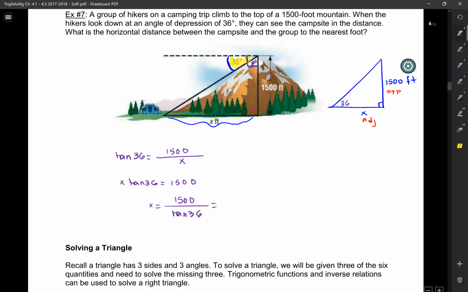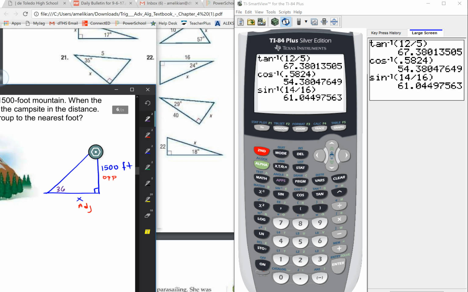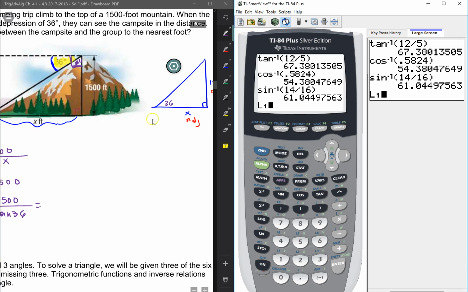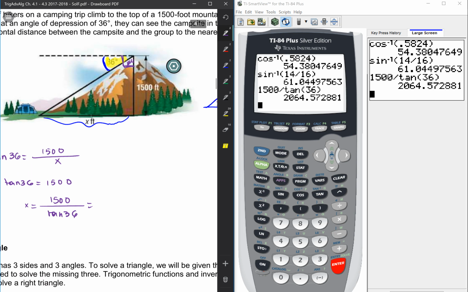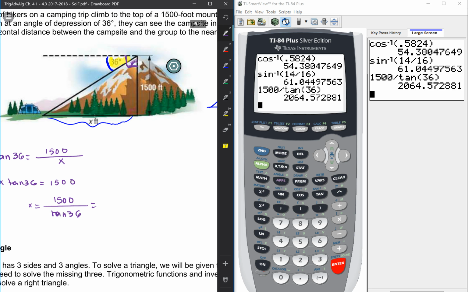So that will be 1500 divided by tangent of 36, which is 2064.57, etc.